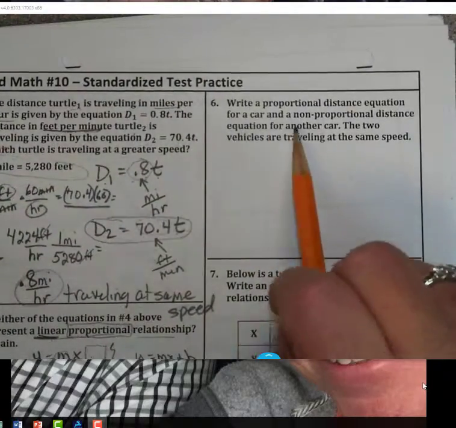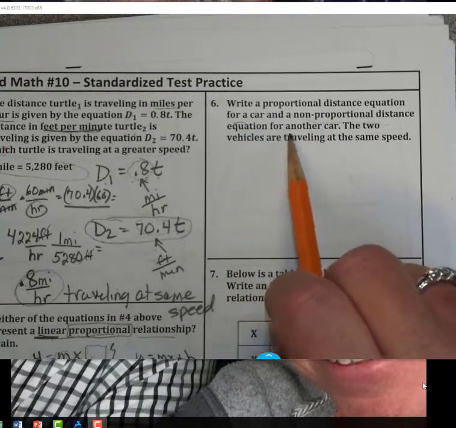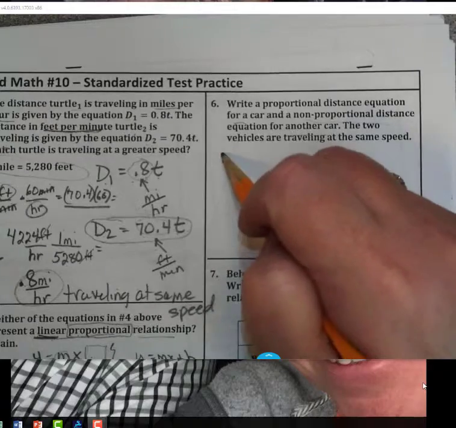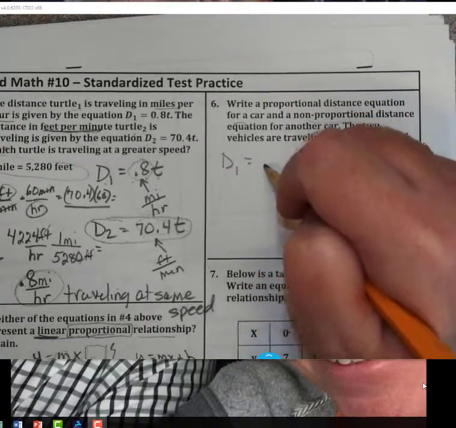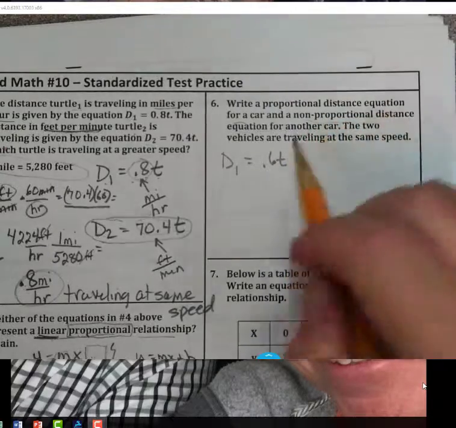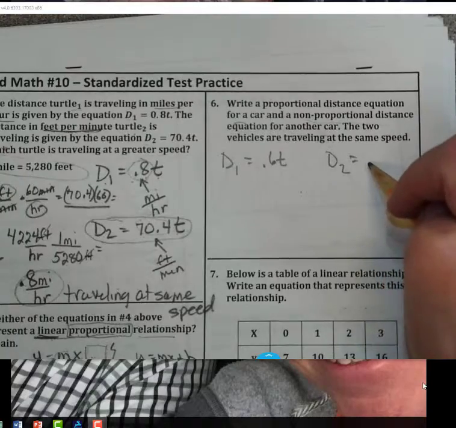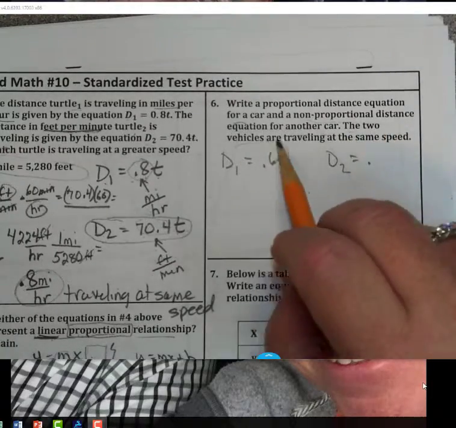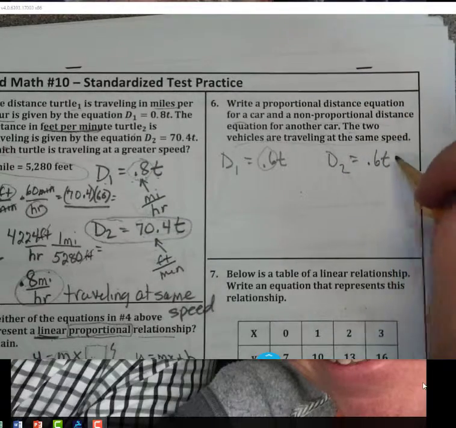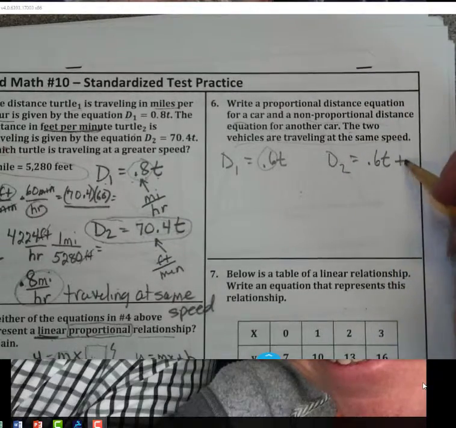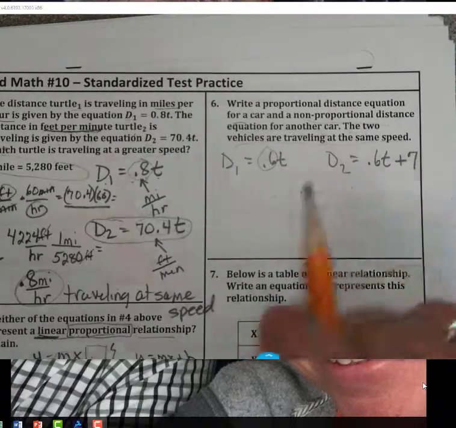Write a proportional distance equation for a car and a non-proportional distance equation for another car. So if I had d1 equals 0.6t, that's going to be proportional. If I have d2 equals, the two vehicles are traveling the same speed, so the same slope, 0.6t, and then as long as you tag on something besides 0, then this is not proportional.